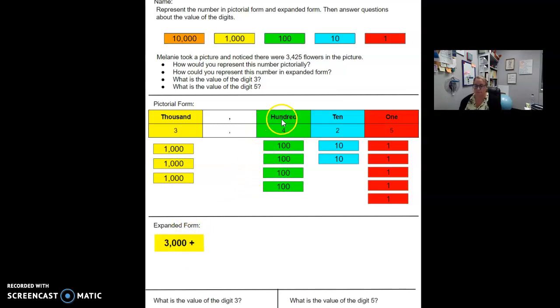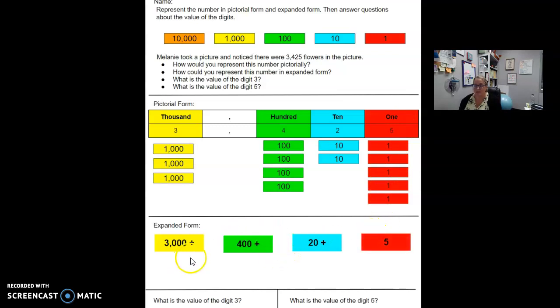I'm not done yet, so now I'm going to go to my next spot. Now I'm in the hundreds place. So now I'm going to count by hundreds. 100, 200, 300, 400. So I said 3,000 plus 400 plus, now I'm going to count by tens, and I have 2 of them, 10, 20, so 20 plus, now I'm going to count by my ones, and I have 5. 1, 2, 3, 4, 5.